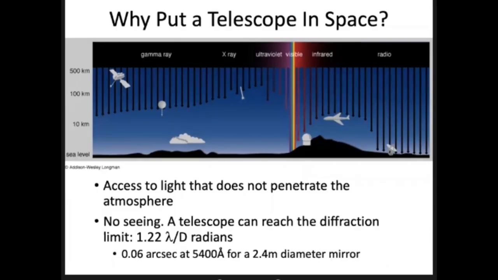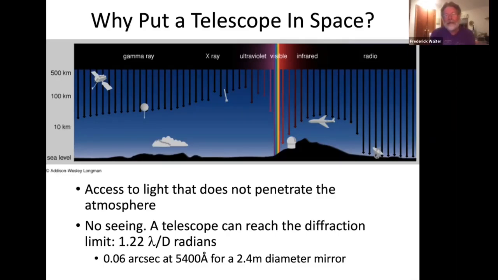Radio does. We're not talking about radio here. We're not talking about gamma rays or X-rays either. We're talking about the need to see ultraviolet light and infrared light. You can't do that well from the ground. There's light that gets through the atmosphere or doesn't get through the atmosphere we'd like to see.